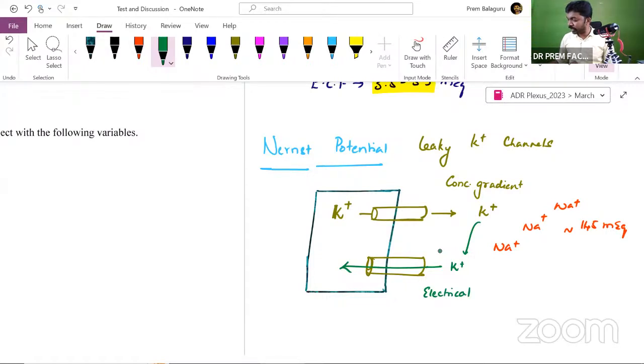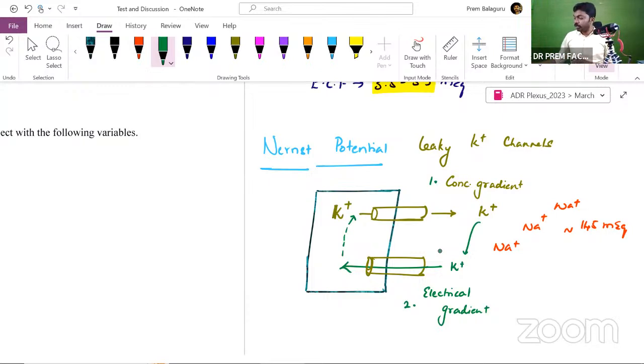So two forces are acting here. Number one, it is going to be concentration gradient. Number two, electrical gradient. As a consequence, there is going to be continuous influx and efflux of potassium. Potassium ion gets out of the cell due to concentration gradient, and gets back into the cell due to electrical gradient. As a consequence, there is a net consistent flow of this cation.